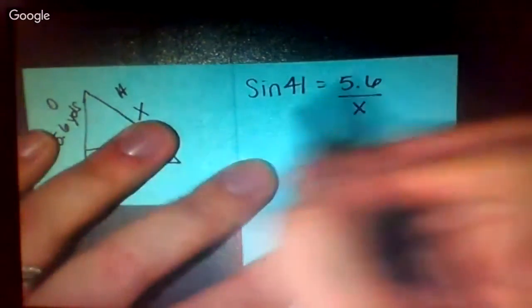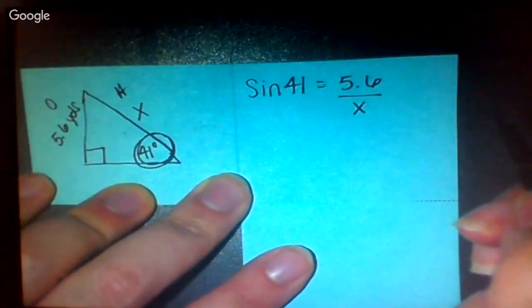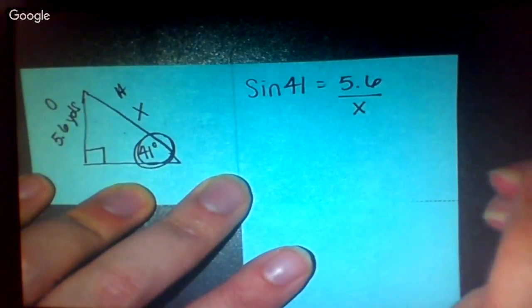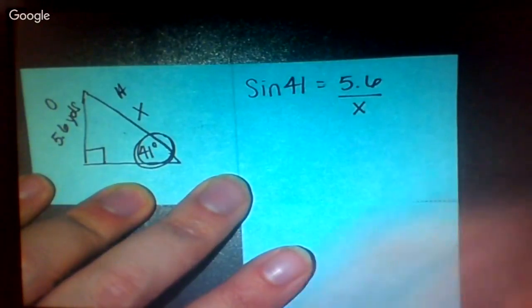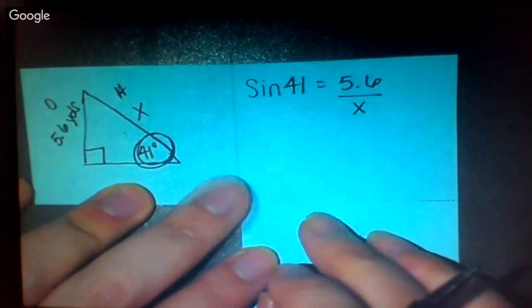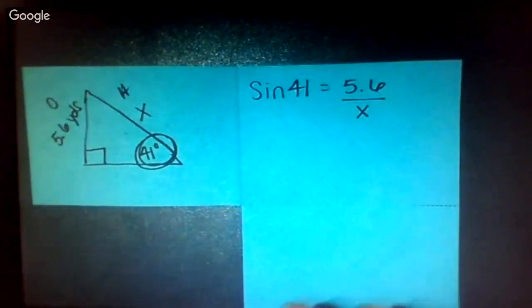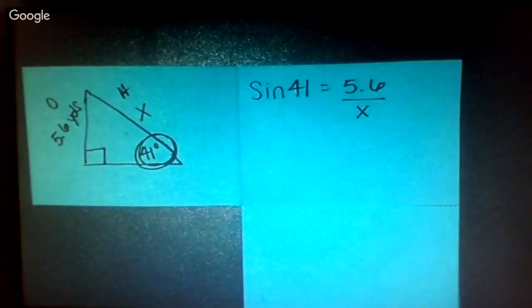And now we're going to cross multiply and solve. What if there's no number, like what if there's not an X in the blank? You would not be able to do that. They cannot give you a problem like that. You need to know at least two sides and an angle, whether it be a number or variable.